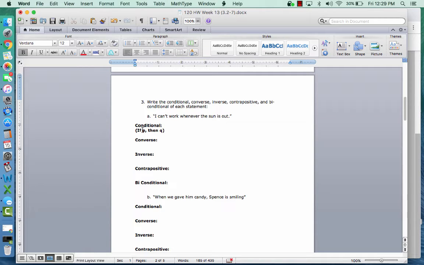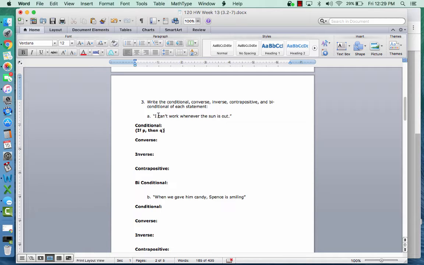So conditional, remember, is an if P then Q, which really means that if the condition of P is met, then the consequence or the result of Q will happen. So we have to be able to understand logically that if we just know that if P happens, then Q will happen.